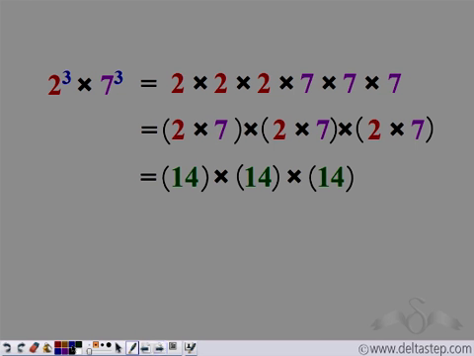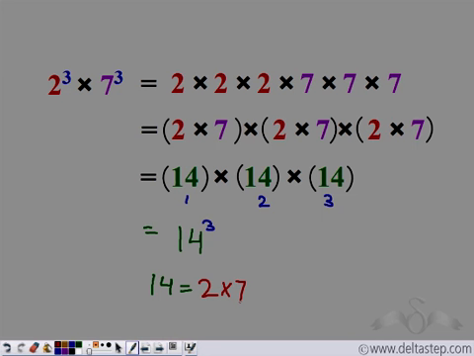That is 14 multiplied with itself 1, 2, 3 times. Now 14 multiplied with itself 3 times is equal to 14 to the power 3. So this is equal to 14 to the power 3. Now observe that 14 can be written as 2 into 7. So 14 is equal to 2 into 7.